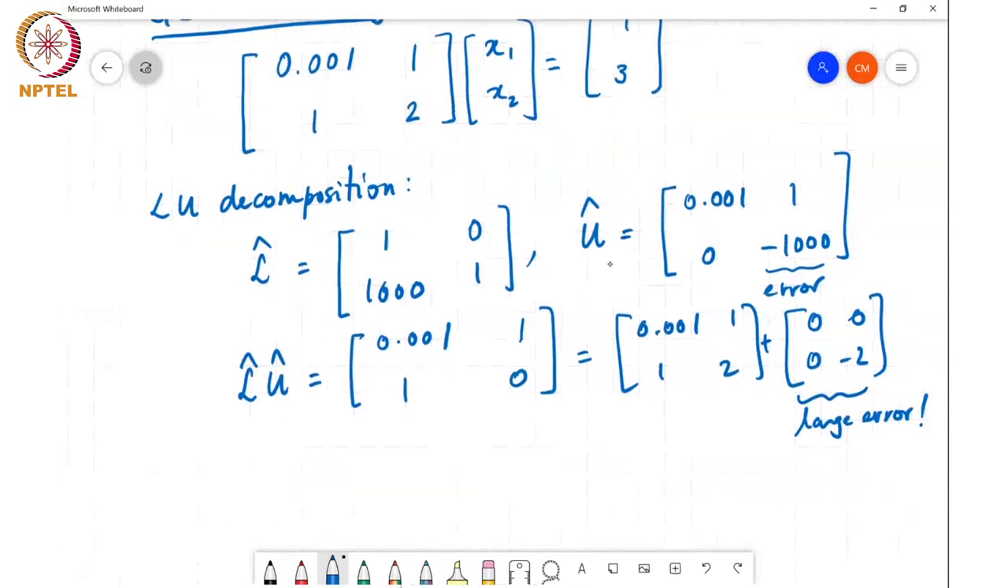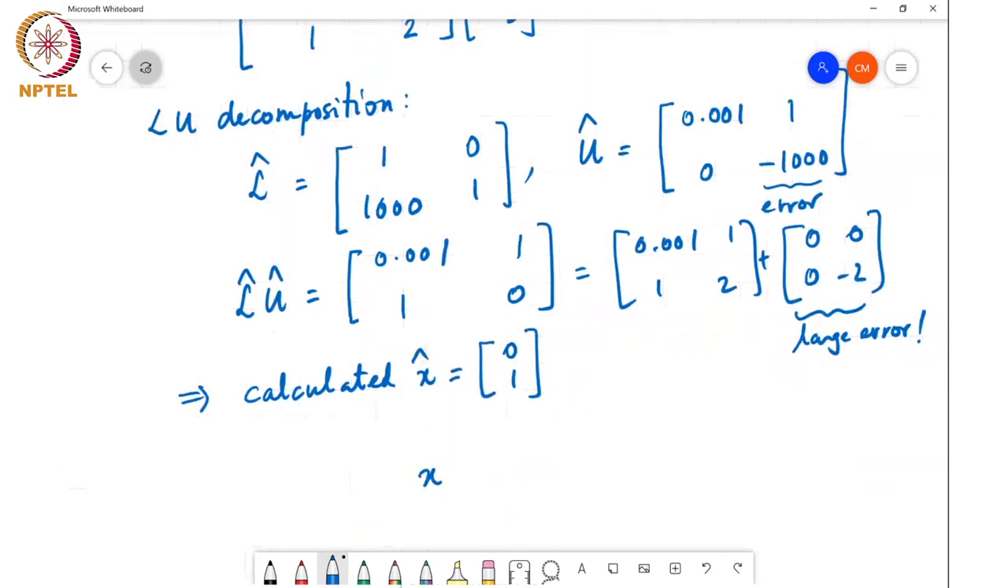So if you use this L hat, U hat, and then you did your forward substitution followed by backward substitution, what you will get is an x hat, which will end up becoming 0, 1, which is the answer truncated to three digits, but it's quite different from x hat dash, which is equal to 1.002 and 0.998, which is the correct solution truncated to three digits.